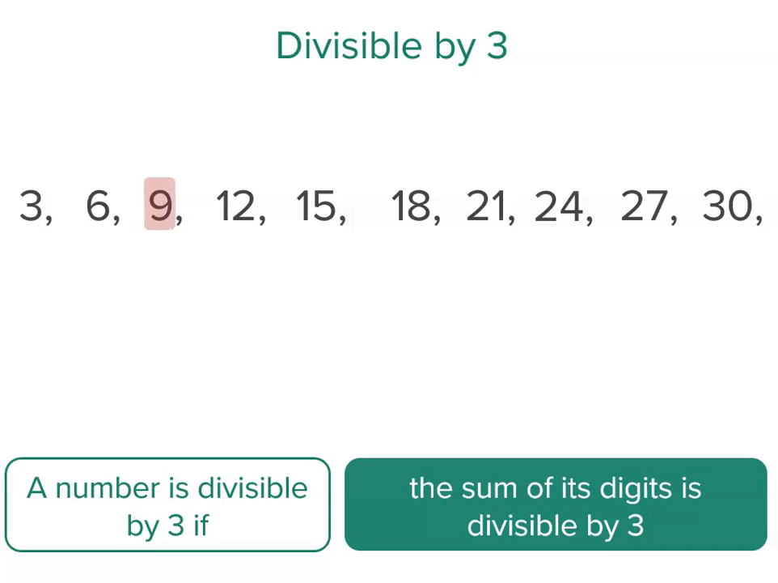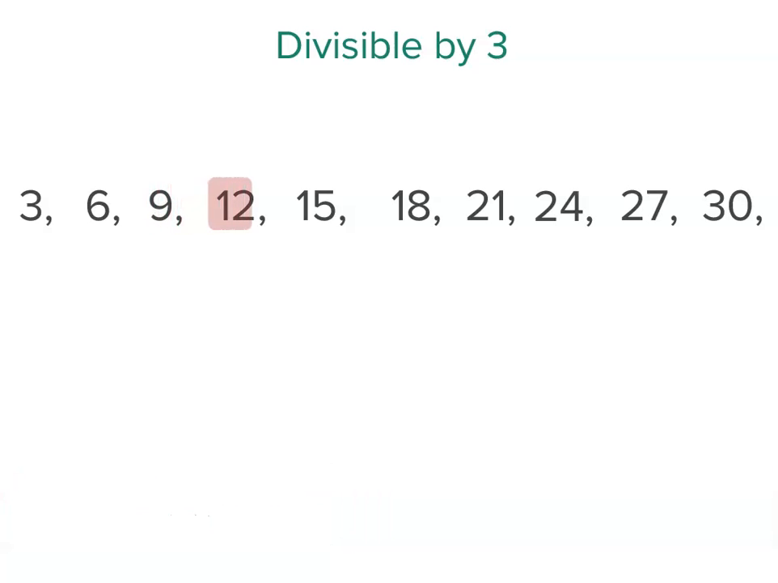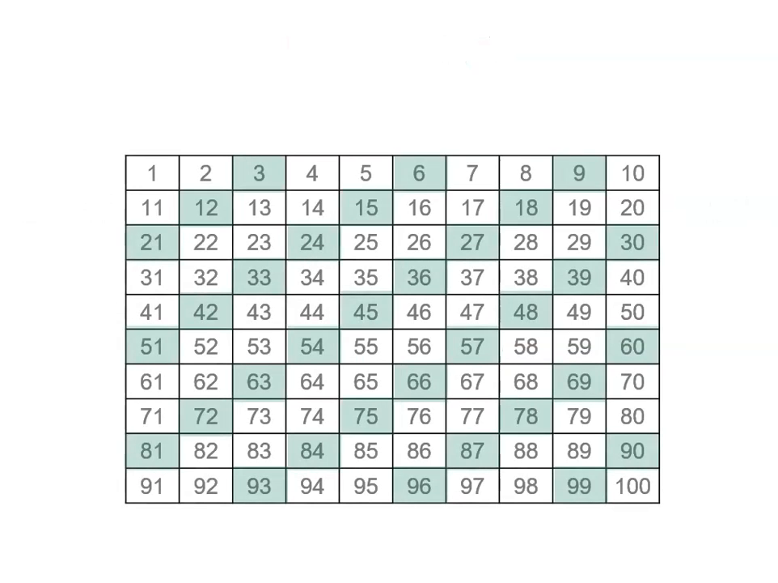Same with 9. Now when we get to 12, we can actually see what that means because we add 1 plus 2, which gives us 3. That's divisible by 3. 1 plus 5 gives us 6. That's divisible by 3. 24, 2 plus 4 is 6, and that's divisible by 3. So that's our rule. All of the numbers that are divisible by 3 have the sum of their digits divisible by 3. 42, 4 plus 2 equals 6.